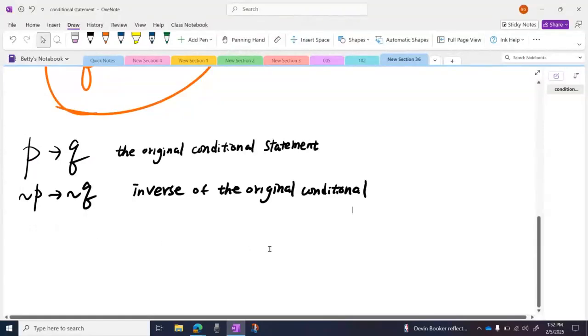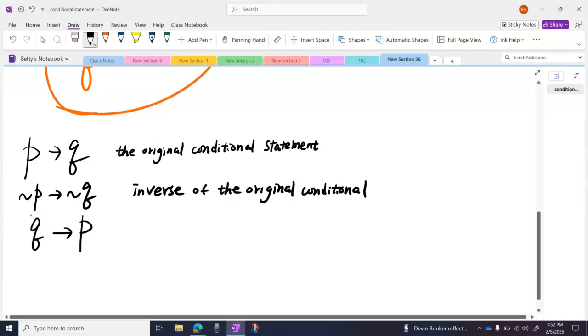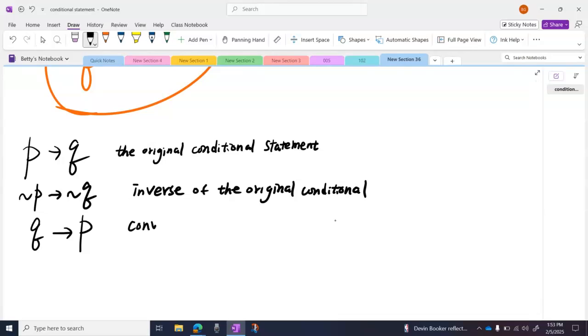All right. So now look at the original. If I switch the order of the two pieces in the original statement, I will have a different statement, and that is Q implies P. Yeah. So if I switch the order of the two pieces in the original conditional statement, I would have what? The converse of the original conditional statement.